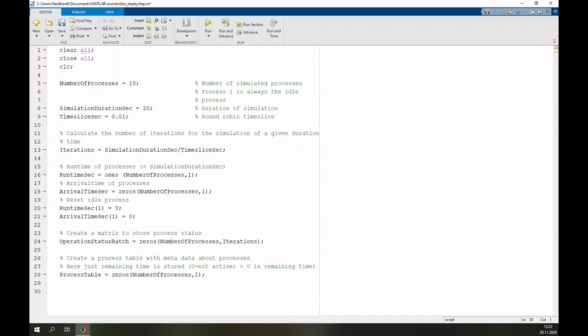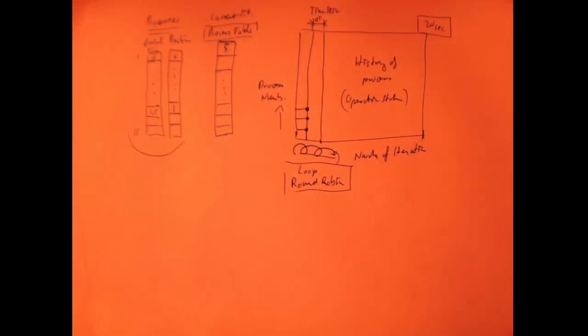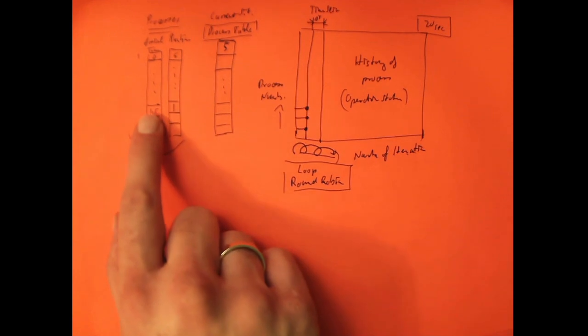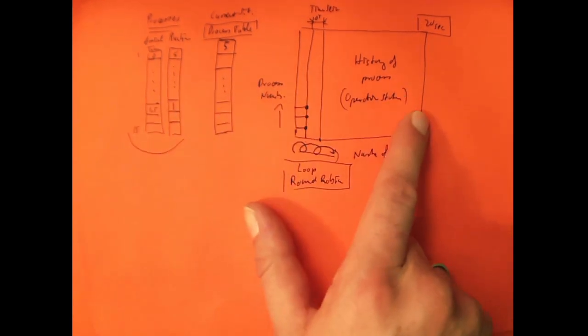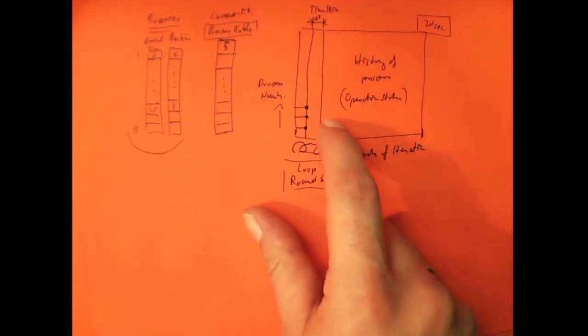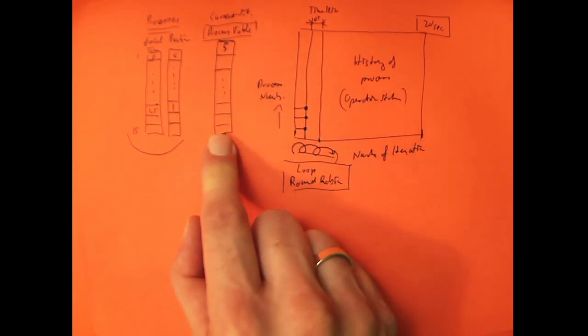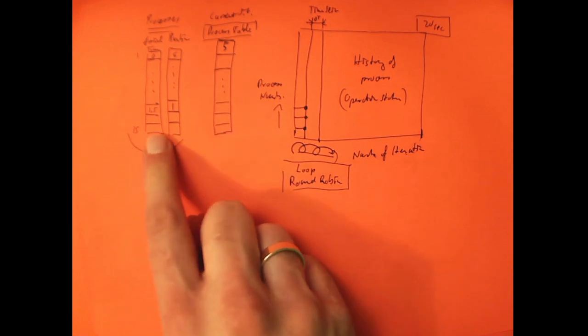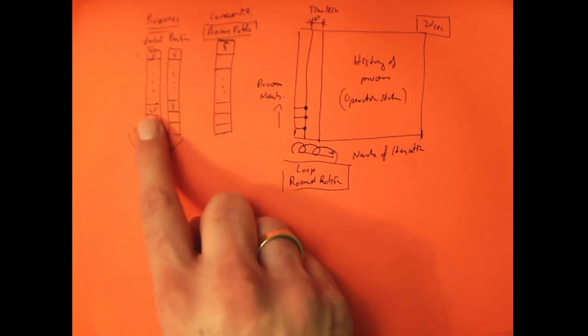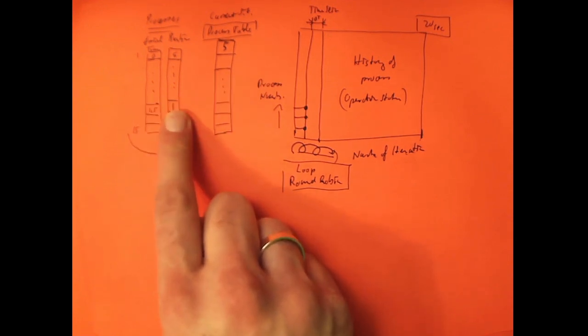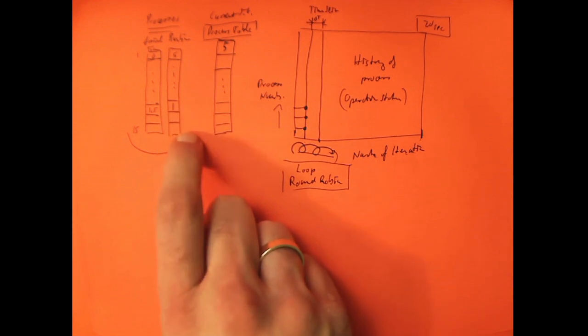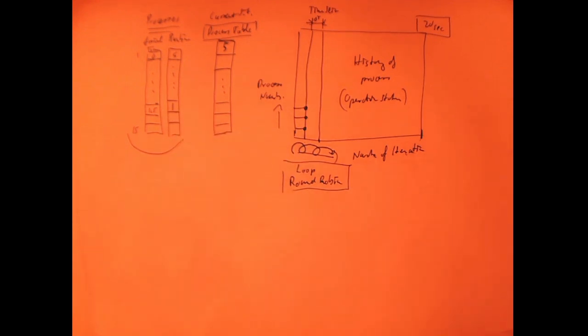So if you go back to the drawing of our simulation, then you see that we have exactly defined these parts here. So this is the matrix with a history. This is our process table. It's a vector with, in my case, 15 elements. And I have 2 vectors with the arrival times and with the runtime. So it's exactly what we defined already now.